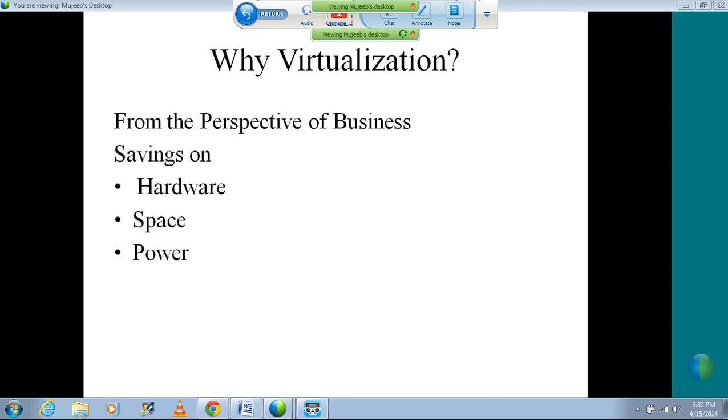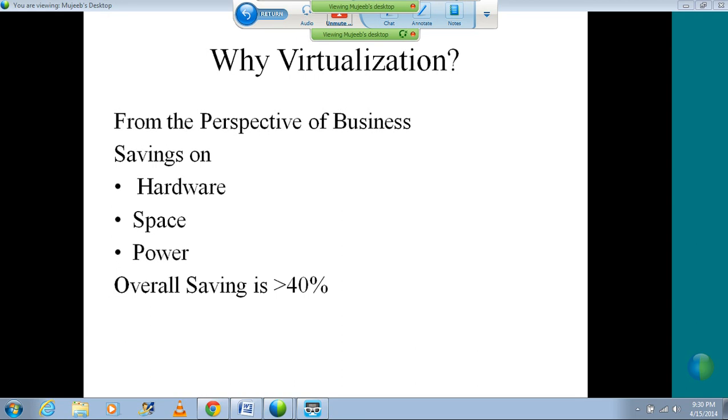They're saving money on hardware, they're saving money on space, they're saving money on power. So overall, companies say that they're saving money greater than or equal to 40%. Some companies say they are saving more than 40, maybe 60 or 80, depending on the infrastructure and on the virtualization solution they are implementing. However, greater than or equal to 40% is the saving. All right, now this is the benefit of virtualization from the perspective of business.